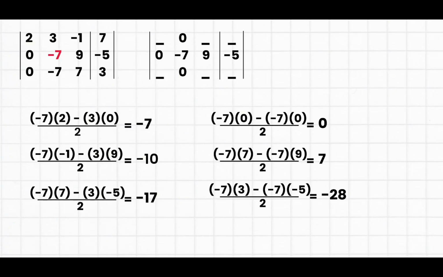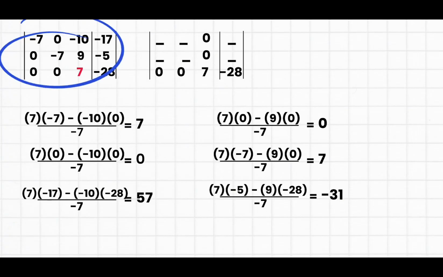For instance, to update the first position, we multiply minus 7 times 2 minus 3 times 0, divided by the previous pivot, which is 2. This gives us minus 7. By the end of this iteration, we get our third matrix, where we already have zeros in the first column and below the main diagonal. Our new pivot in this position is a positive 7.